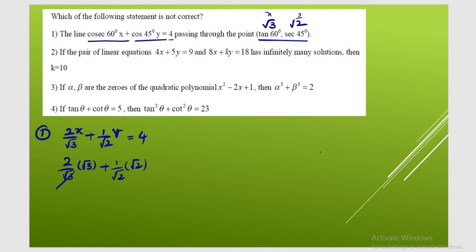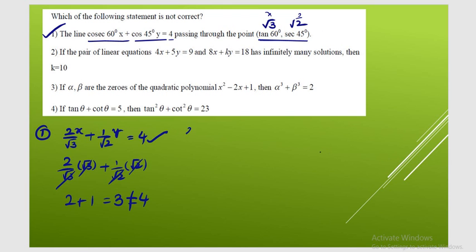So what am I going to get? Root 3 and root 2 get cancelled. So 2 plus 1, which is nothing but 3. But what has he given? 4. So 3 is not equal to 4, no? So from this, the first statement is not correct. So we got that the first statement is not correct. Okay, so let us see the remaining also.